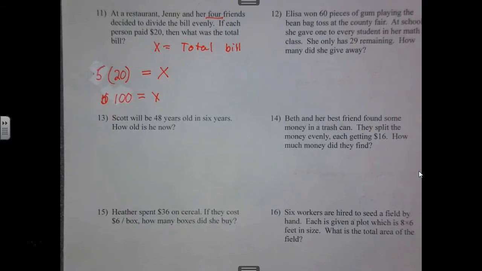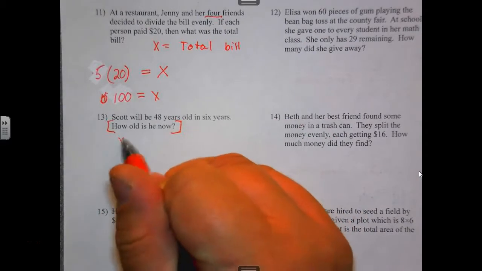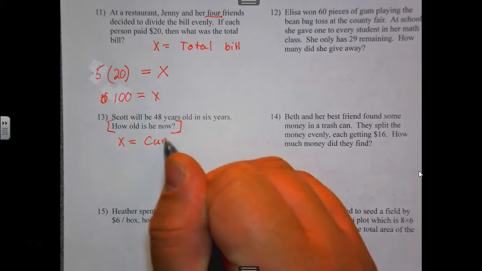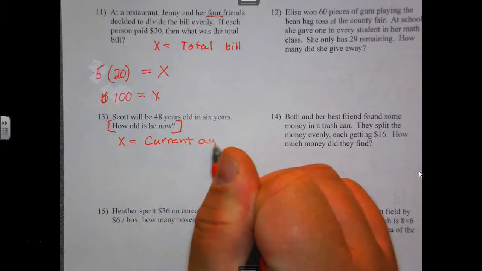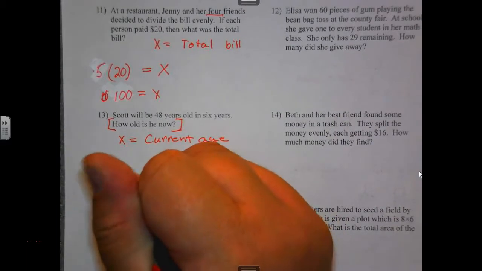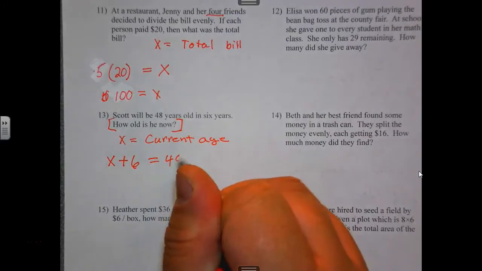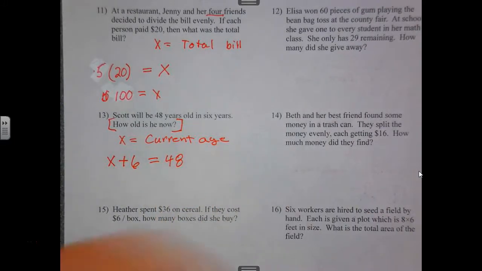13. I think they get the idea. 13. Scott will be 48 years old in 6 years. Here's my X. He'll be 48 years old in 6 years. 6, 48 years. So yes, 42 years old.